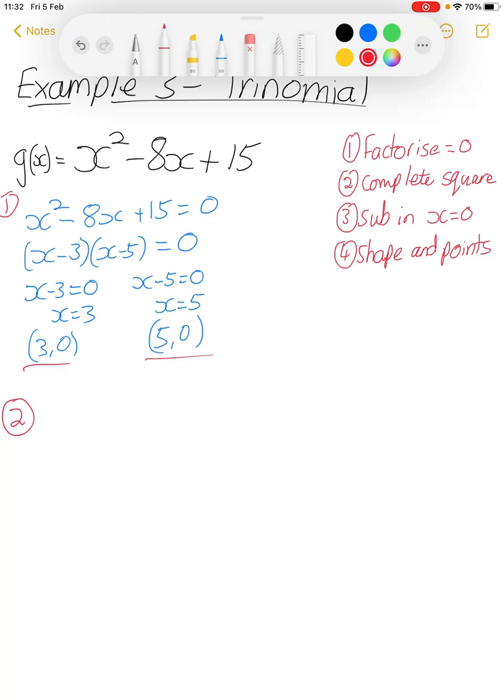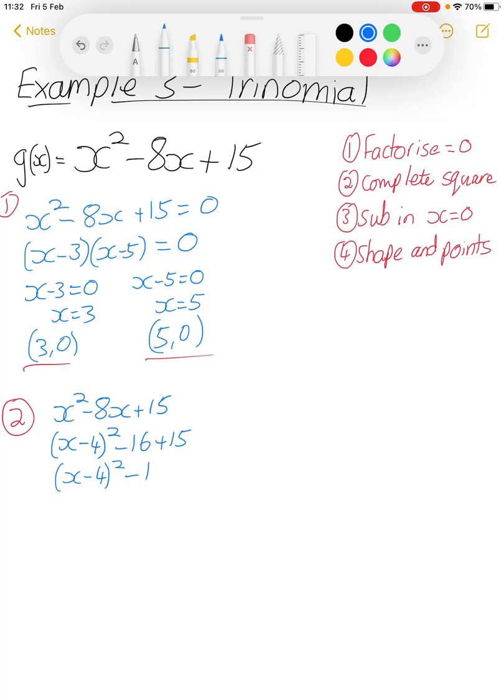Number 2, complete the square. So x squared take away 8x plus 15. If you don't remember how to complete the square, watch the video on completing the square. This will give me x take 4 squared take 16 plus 15. So x take away 4 all squared take away 1.